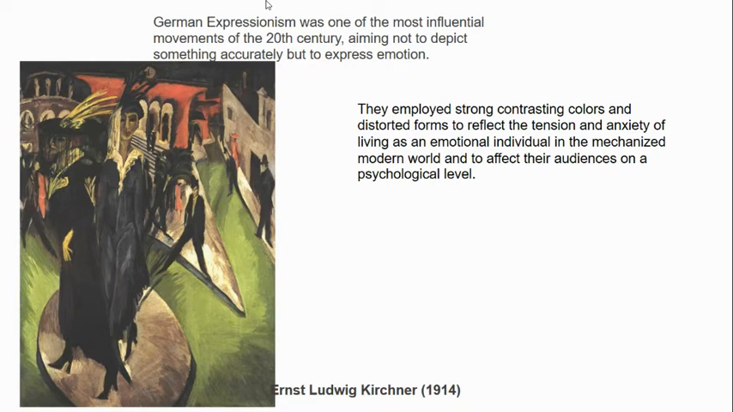German Expressionism was one of the most influential movements of the 20th century, and they were aiming not to depict something accurately, but to express emotion. They often used strong, contrasting colors. So look at the bright red and the bright green. They really contrast off of one another, and they're not realistic colors either. They're looking to reflect the tension and anxiety of living as an emotional individual in the mechanized world and to affect their audiences on a psychological level.